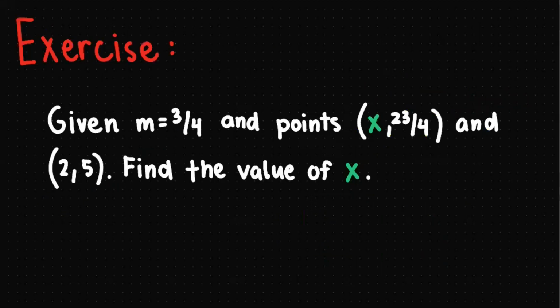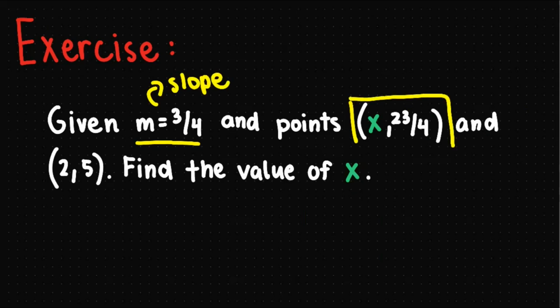Now here is an exercise that you can work on, as practice for this lesson. So in here, given m equals 3 over 4, this one out here represents the slope, to clarify. And the points, x and 23 over 4, as well as 2 over 5. Your goal is to find the value of x. So the x out here is this missing x coordinate of the first point.